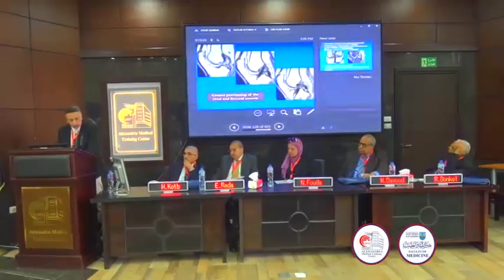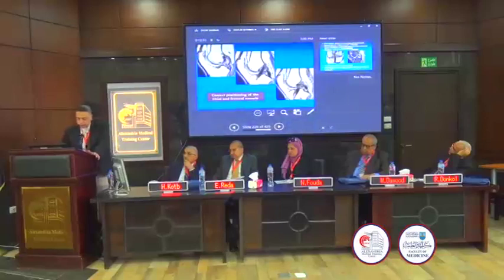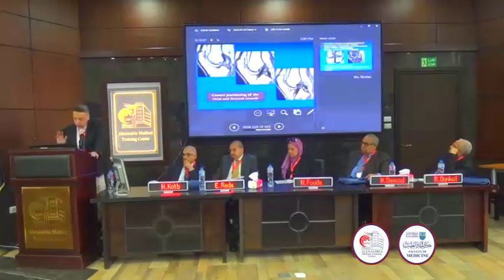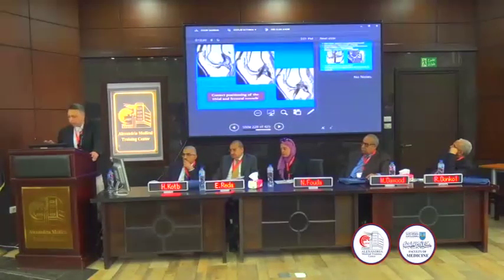This is the correct position of the tibial and femoral tunnels. This is the femoral tunnel, this is the mid portion, and this is the tibial tunnel. This is the correct position I have to search for in assessment of ACL reconstruction.